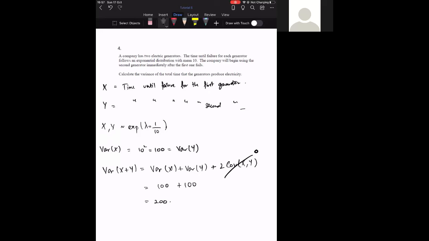So basically 2 exponential distributions with disjoint intervals are independent. And we know that the second generator will only begin after the first one fails, which is why we know that they're both independent.